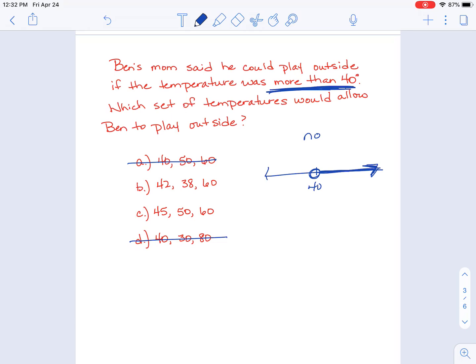So look at these sets of numbers. This is bigger than 40. Is that bigger than 40? No, it's not. So it's not that one. Is this number larger than 40? Yes. Is this temperature more than 40? Yes. Is this temperature more than 40? Yes. So this would be my correct answer. And on your scrap paper, you might want to write the A, B, C, D choices down and where you can mark through them like this.